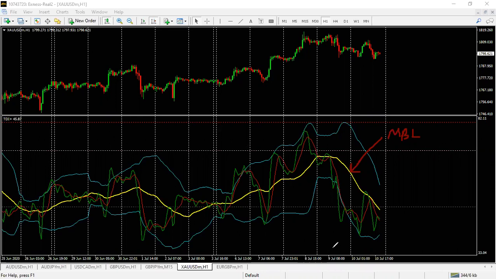Then this green line right here, we call it the price line. This is the main EMA, because the TDI is made up of EMAs, Bollinger Bands, and these levels. We'll talk about them. So this is what we call the price line. The price line is more or less closer to the movement of price.